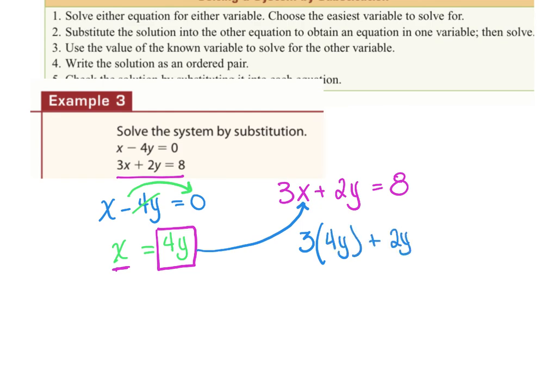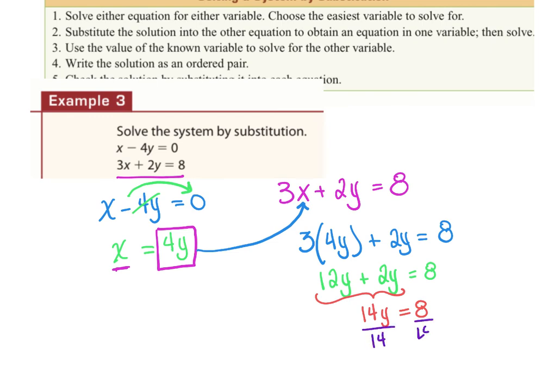plus 2y equals 8. So 3 times 4 times y is what? 12y, right? Plus 2y equals 8. You can always multiply, yes. You just can't add unless they're like terms. So these are like terms for adding, right? So 12y and 2y, how many do I have? 14y's equals 8. What's my last step to solve for my y?